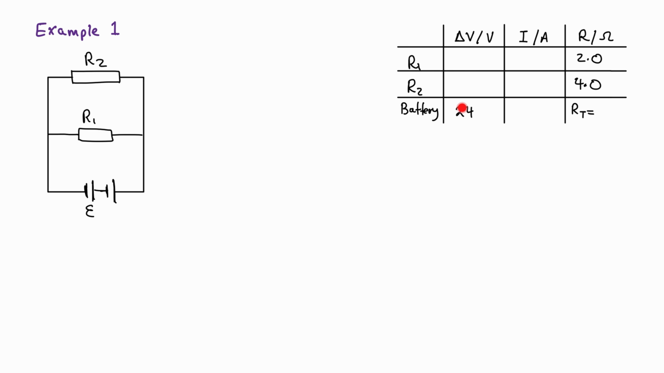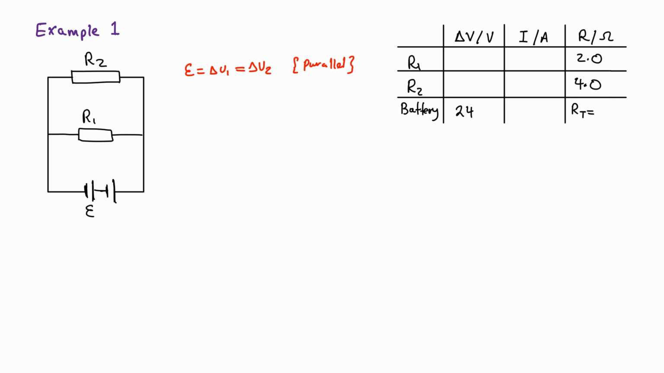I have the potential difference here is 24. And remember, in a parallel circuit, as the charge gets a certain amount of energy here, it has to lose it all here. So in a parallel circuit, the EMF is equal to delta V1, which is equal to delta V2. This is because it is parallel.